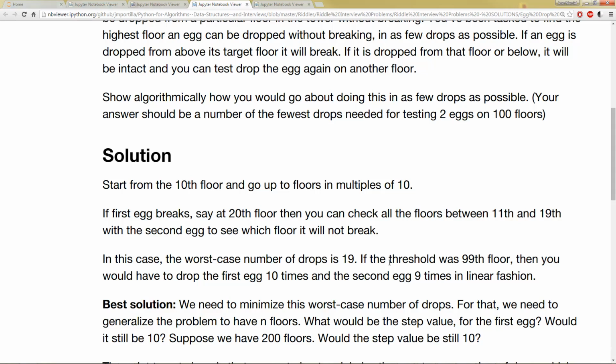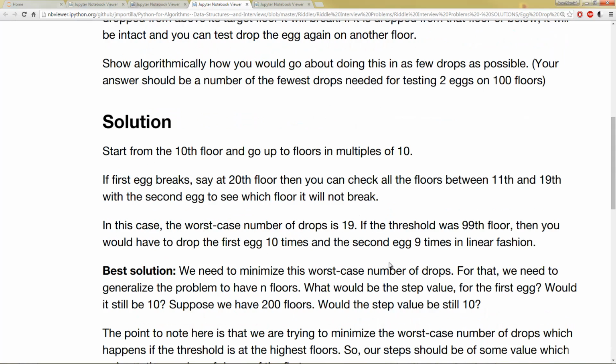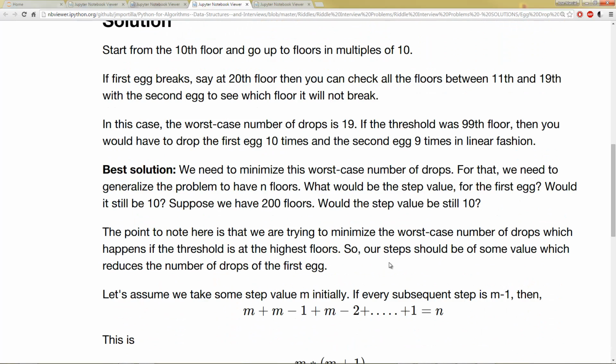What would be that step value for the first egg? Is it still going to be every 10 floors? If we have 200 floors, is the step value still going to be 10? The point to note here is that we're trying to minimize the worst case number of drops, which happens if the threshold is at the highest floor. So our steps should be of some value which reduces the number of drops of the first egg.